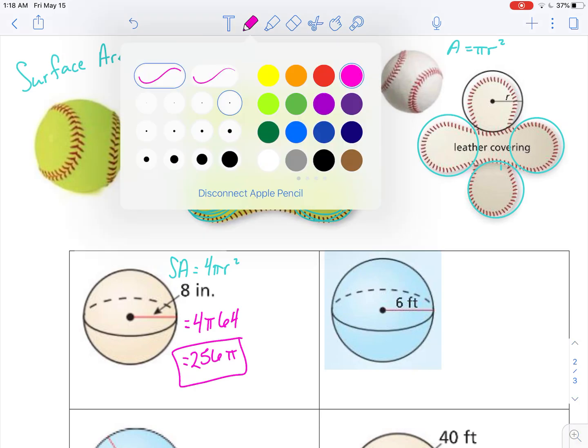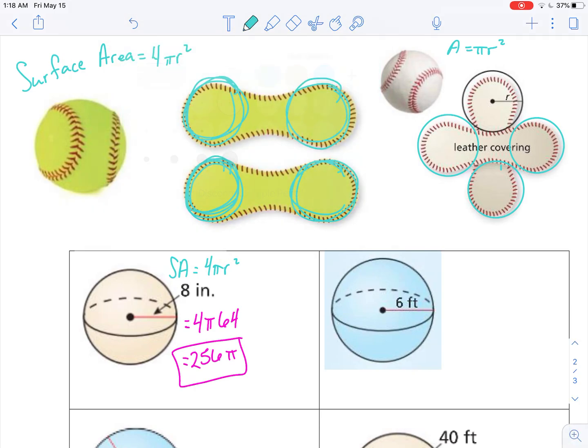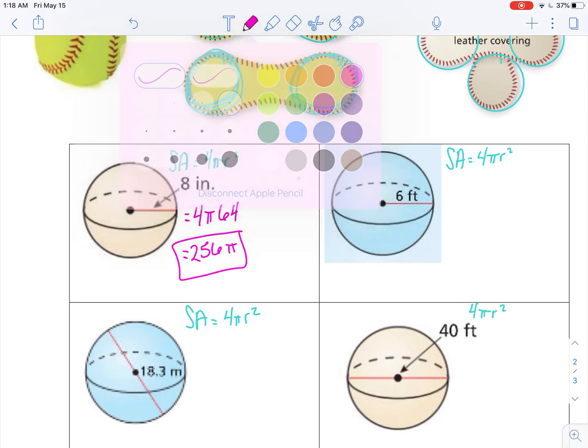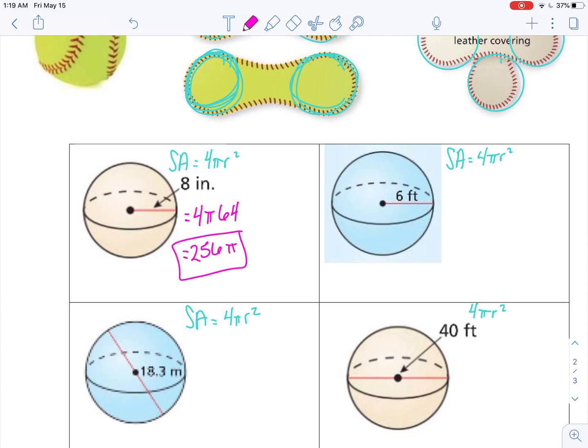Same thing here. I've got surface area is 4 pi r squared. And while I'm at it, I might as well just put that on all four of those. So I'll substitute in my radius value. So that's going to be equal to 4 times pi times 36. 36 times 4 is going to give me 144. So 144 pi, and that's square feet here. Here would be square inches.